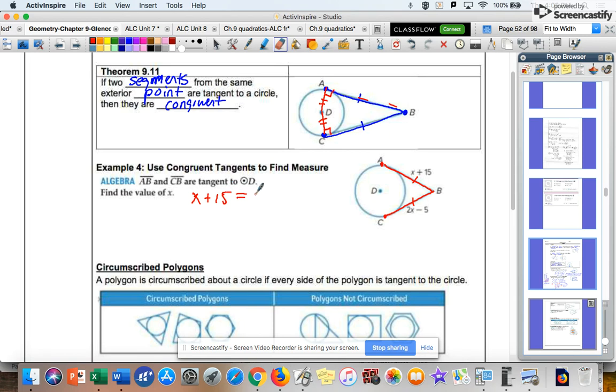So that means x plus 15 is equal to 2x minus 5. Let's move the x over to the left side. That leaves us with 15 is equal to x minus 5. Adding 5, we get x is equal to 20. It did say to find the value of x, not necessarily the length of the segment. The length of the segment would be 20 plus 15, or 35.